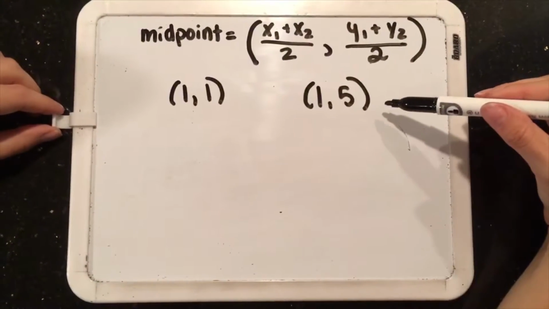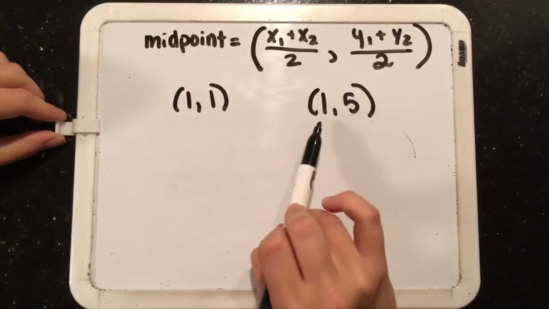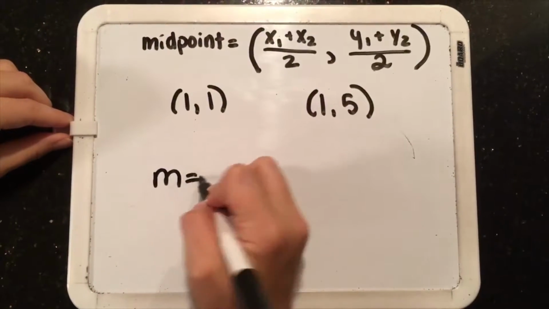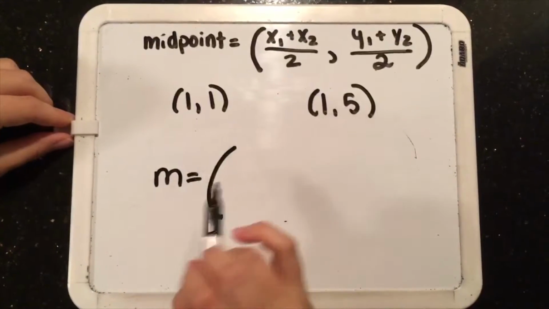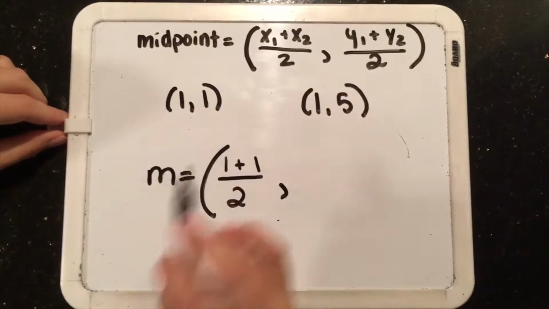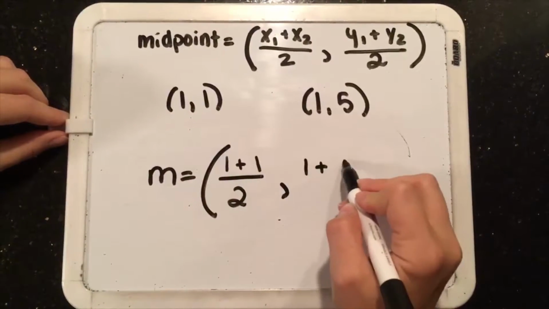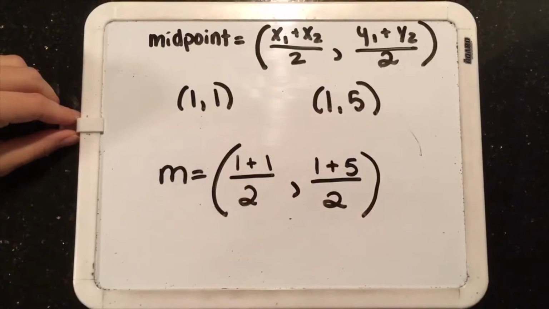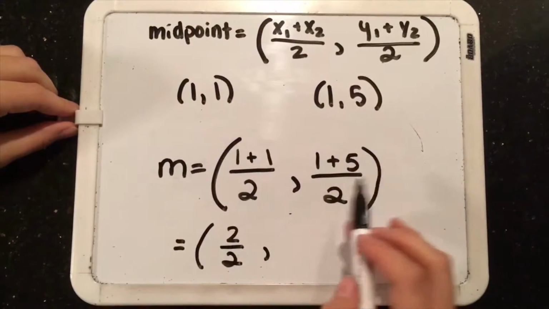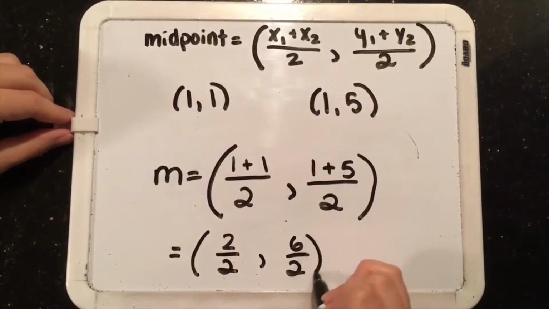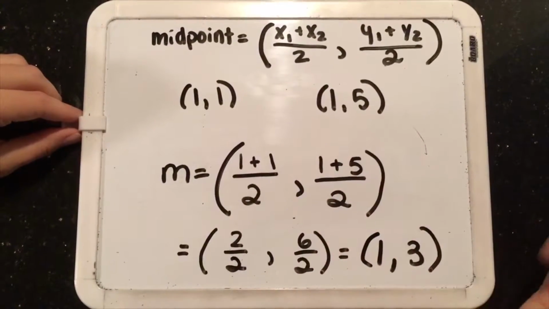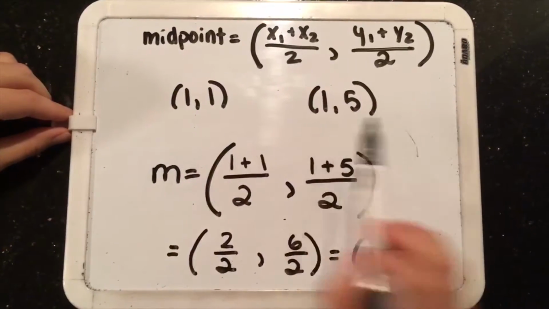Here's an example using 2 points on a two-dimensional coordinate plane. 1, 1 and 1, 5. And we want to know what the midpoint is between these 2 points. The formula: we take the average of the x values, 1 plus 1 over 2, comma, and then we take the average of the y values, 1 plus 5 over 2. This is going to give us 2 over 2, comma, 6 over 2. And when we reduce those fractions, we get 1, 3. And that is the midpoint between 1, 1 and 1, 5.